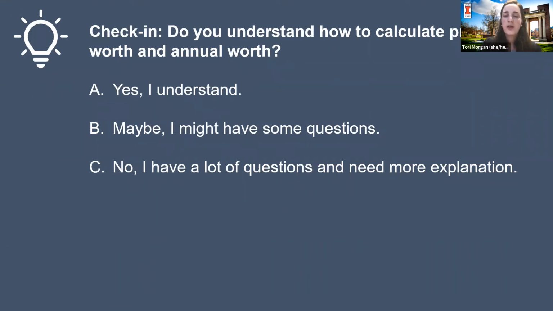So the question now is to check in and see, how is your understanding of present worth and annual worth analysis? And if you have any questions, feel free to put it in the chat box. One thing to take away is that you can do either one. You're not going to get a different result from one than the other.